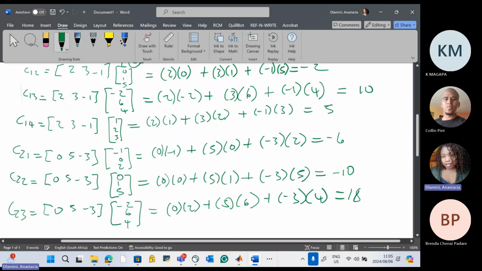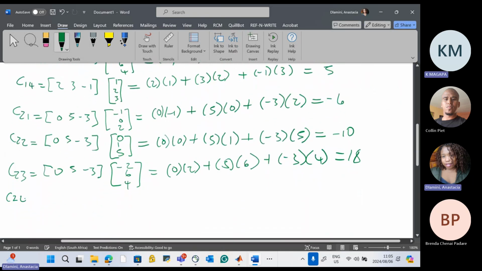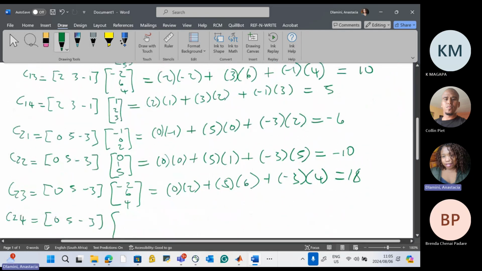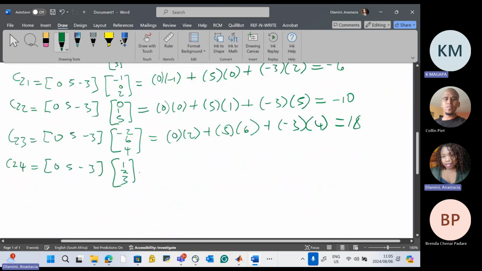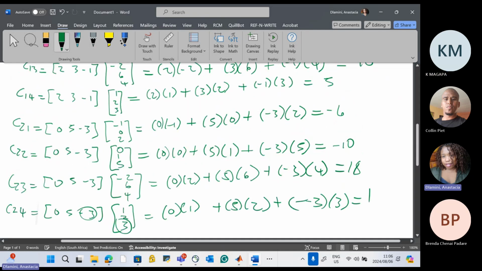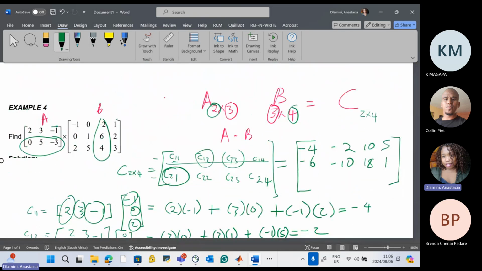Then we have row 2, column 4. Thank you. 0, 5, -3, and column 4 is 1, 2, 3. So this is equal to 0 times 1 plus 5 times 2 plus -3 times 3, which is equal to 1. Okay, then we go. So we are done. Yes, ma'am. Thank you. So that's how we found C.